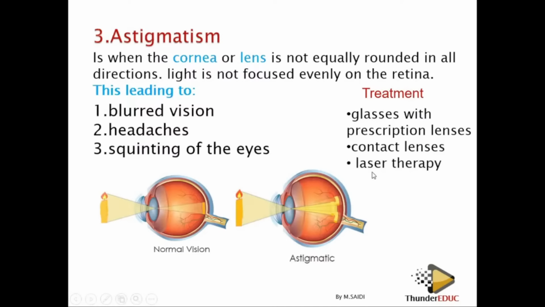Then lastly, laser therapy. It means that you can cut off that cornea, or you can scoop it out so that it becomes evenly distributed.